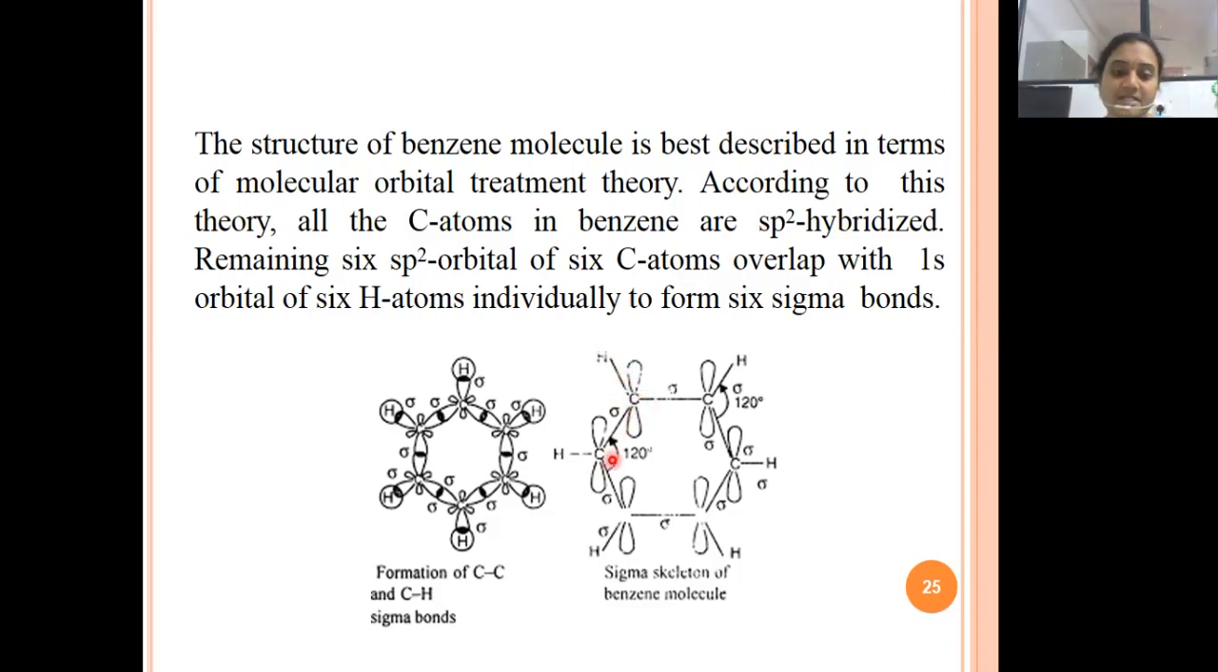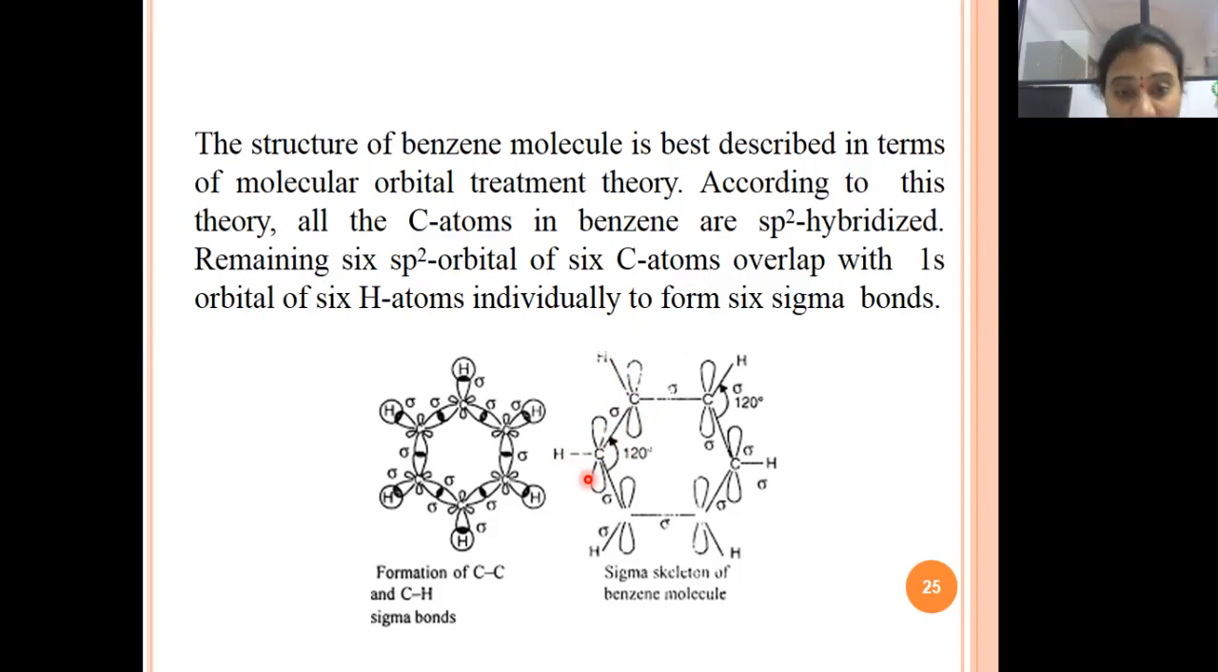All carbons are sp2 hybridized. The sp2 hybridized carbons overlap with each other and with the s orbital of the hydrogen, forming carbon-carbon and carbon-hydrogen sigma bonds. This is the formation of carbon-carbon and carbon-hydrogen sigma bonds.